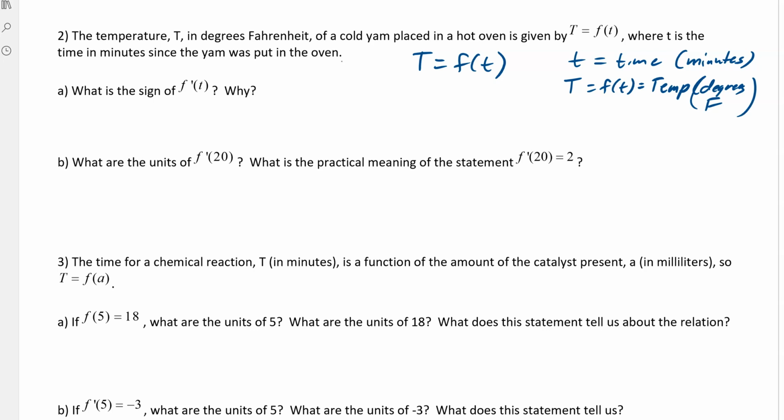Okay, so now what is the sign of F prime of T? Well, F prime of T is approximately our change in capital T over change in little t. And F here is our temperature. So when you see F prime of t, they're asking, how is your F changing?